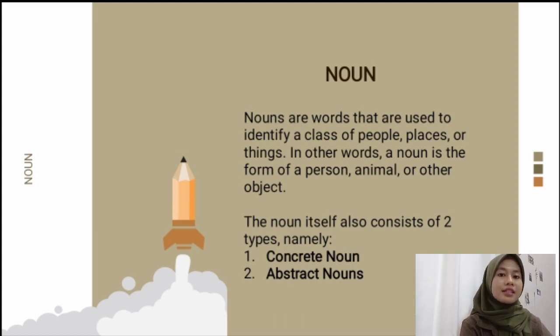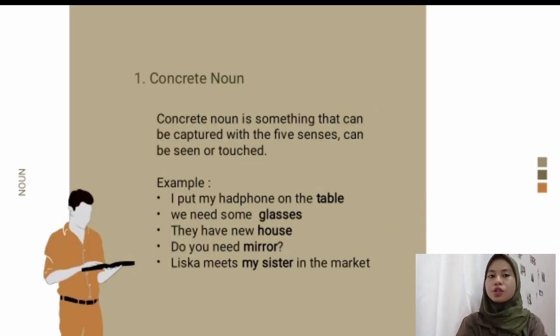The noun itself also consists of two types, namely concrete noun and abstract noun. Concrete noun is something that can be captured with the five senses, can be seen or touched. Example, I put my phone on the table. We need some glasses. Do you need a mirror? Please come meet my sister in the market.